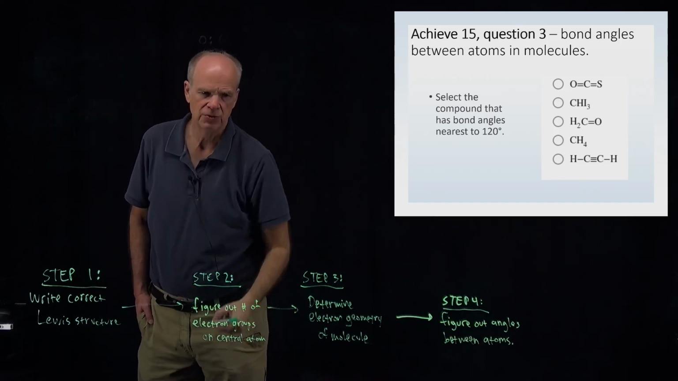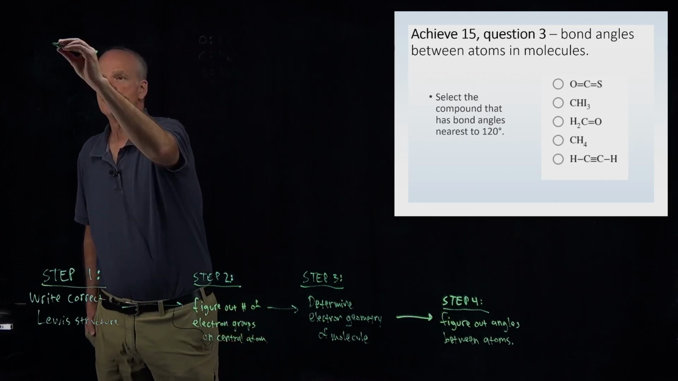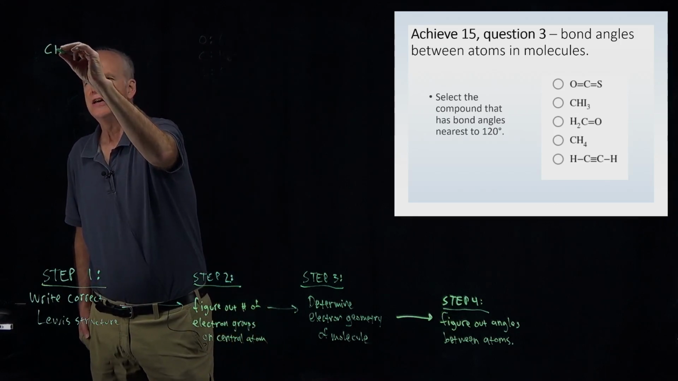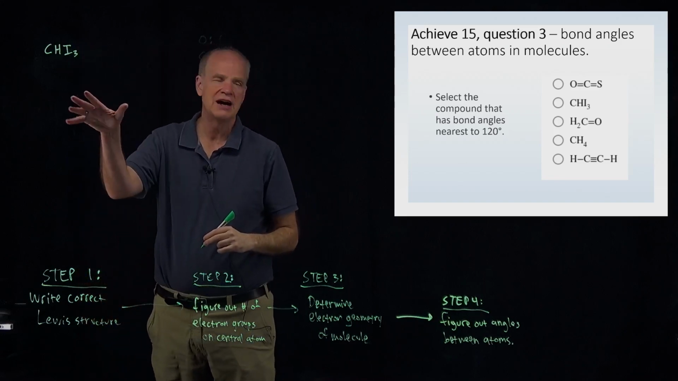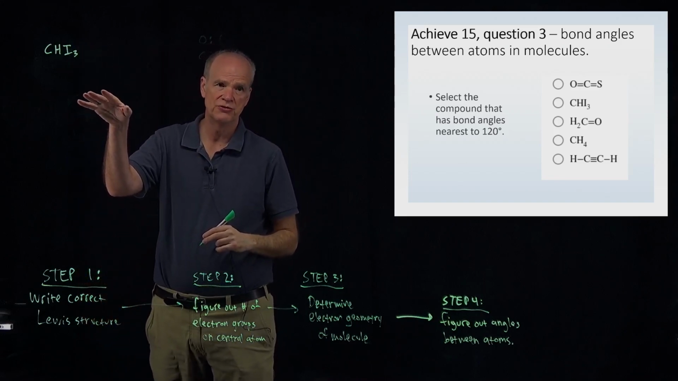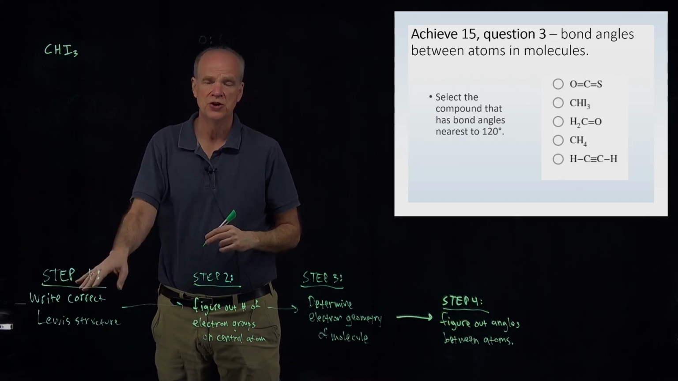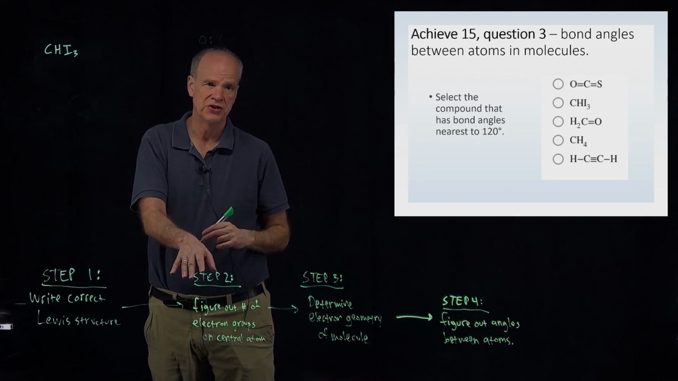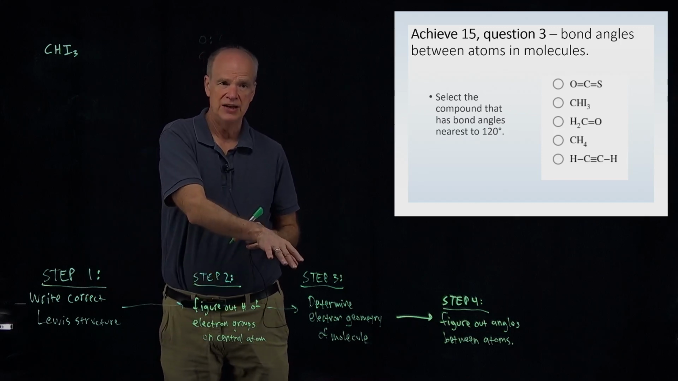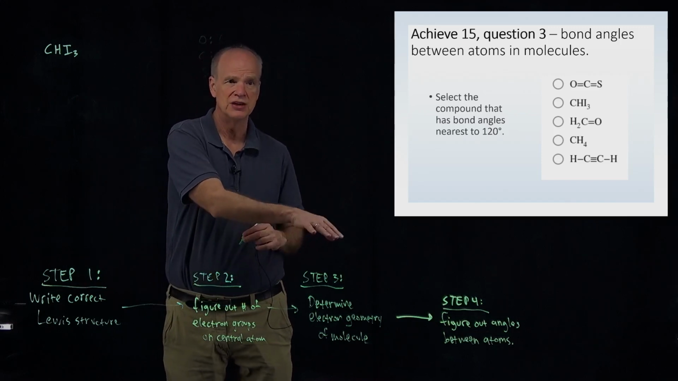So here for the next one, they are giving you a molecular formula, CHI3. And again, to figure out what the angles are between the peripheral atoms in this molecule, you first have to draw a correct Lewis structure, figure out how many electron groups the central atom has. That tells you electron geometry, and therefore you can get the bond angles.